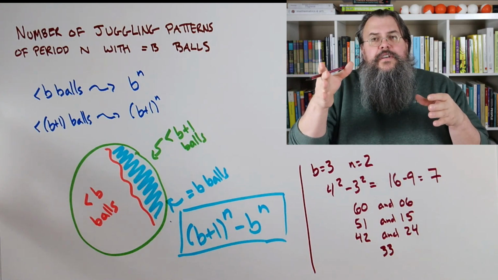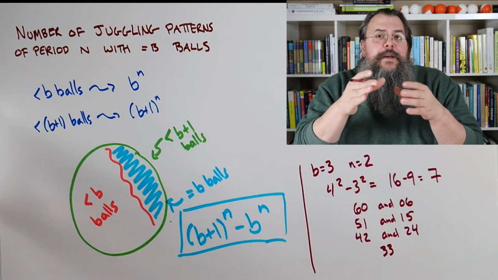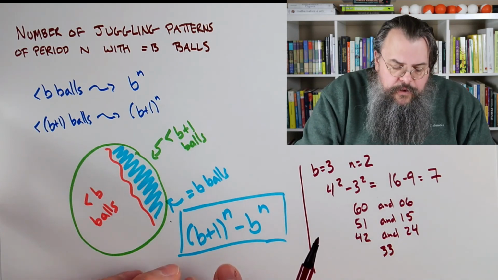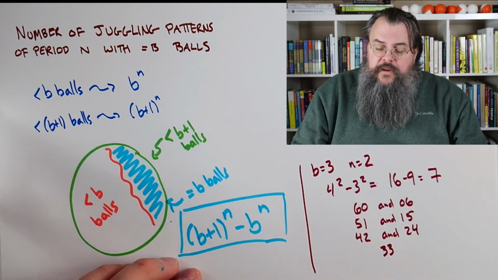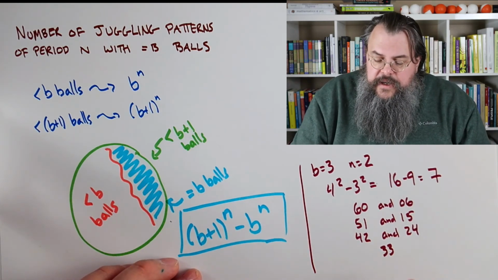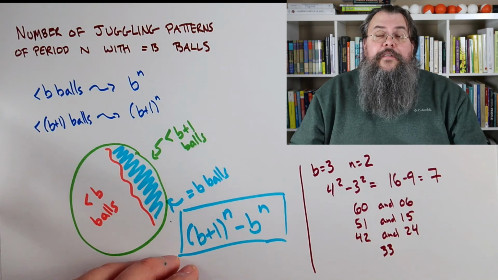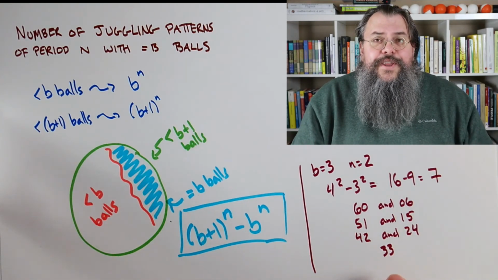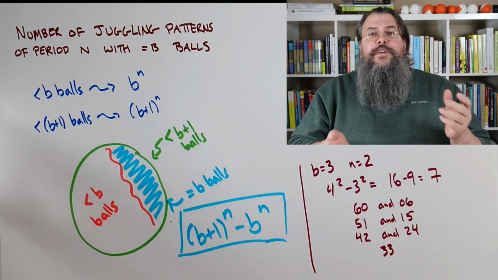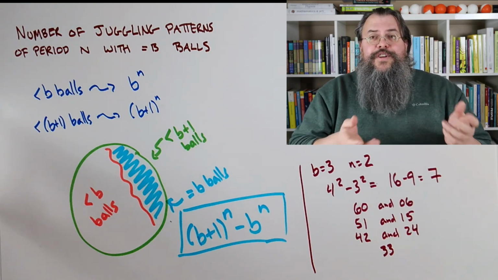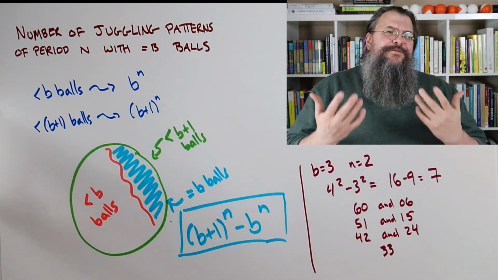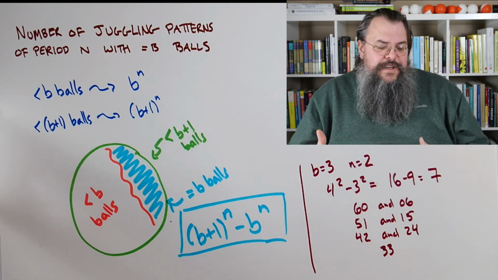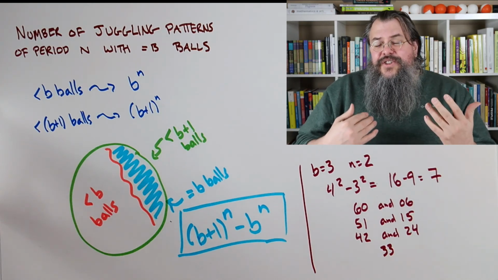And so you might say, okay, I should, in some sense, not count both of these. But this formula will count them both. So you might say, all right, well, I should find a way to get rid of that. The other thing you might say is, hey, this last one you wrote down, 3, 3, that's the 3-ball cascade, our normal 3-ball juggling pattern. But does it really have period 2? It feels more like period 1. So does it count? Should it count?